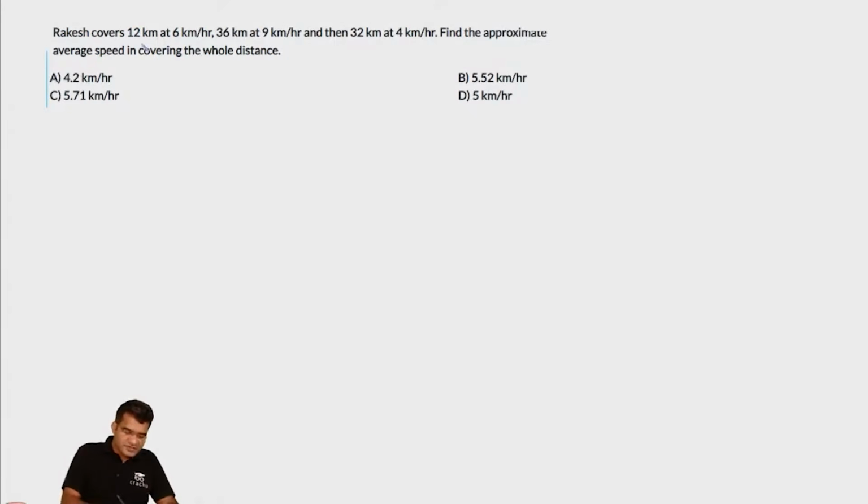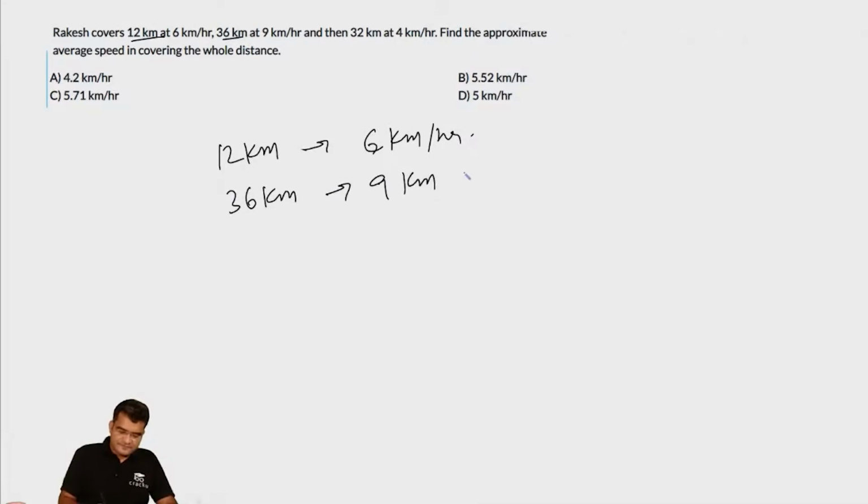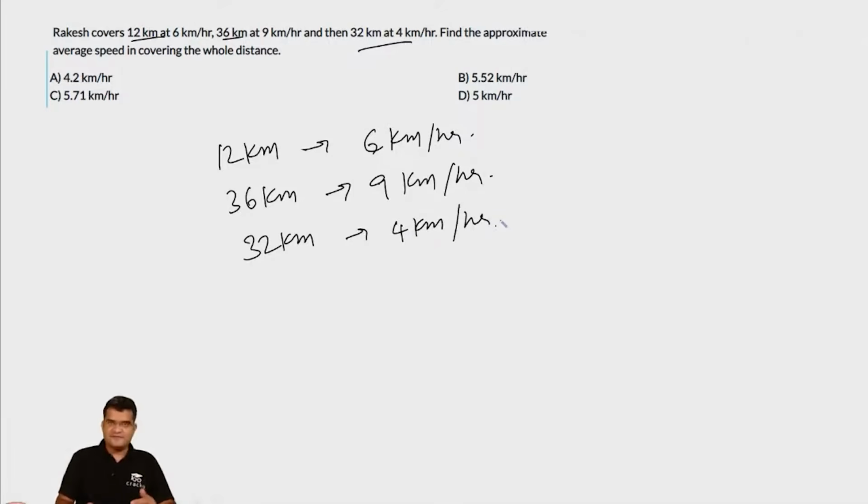In this question, it is told that Rakesh covers 12 kilometers at a speed of 6 kilometers per hour. And he covers the next 36 kilometers at 9 kilometers per hour. Then he covers 32 kilometers at 4 kilometers per hour. We are required to find out his approximate average speed in the whole distance. What is the total distance traveled by Rakesh? It will be 12 plus 36, which is equal to 48, plus 32 is 80 kilometers.